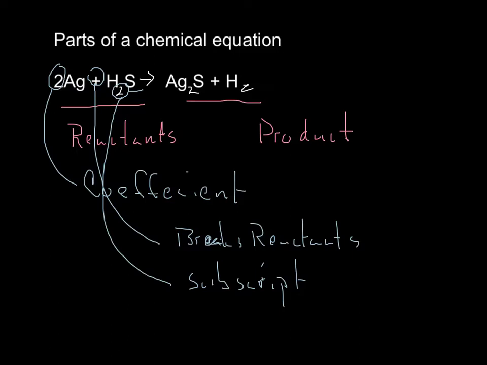Now, between the reactants and the product, you see this arrow. When we're reading the chemical reaction, we read the arrow as produces or yields.